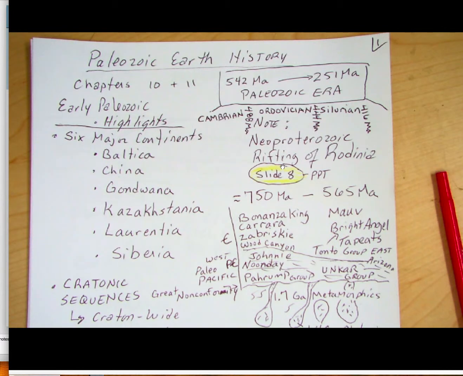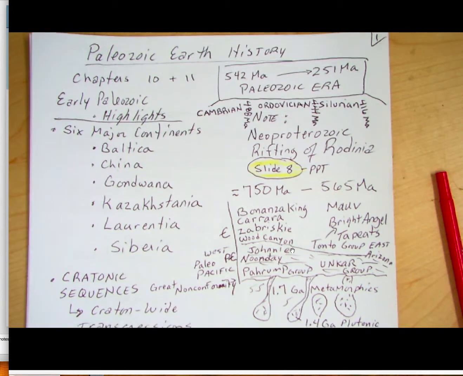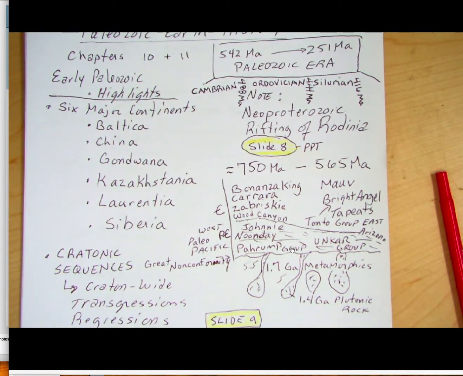Going back to this rifting of Rodinia, so during this time, remember we're seeing this Precambrian basement, which is about 1.7 billion years old. We have those metamorphic rocks. If you think about the Grand Canyon, we have that Vishnu schist. Over in Death Valley, we see the Badwater gneisses and the metamorphic core complexes, and they're all intruded by these 1.4 to 1.2 billion year old plutonic rocks.